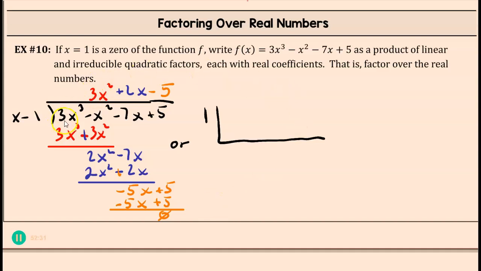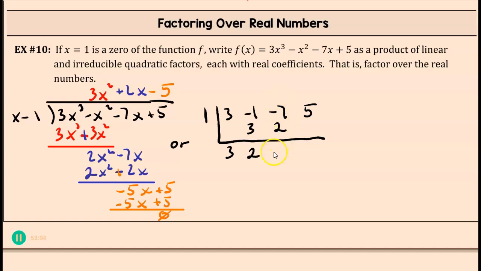And we put the same coefficients: 3, negative 1, negative 7, and 5. Right? And you start off with bringing down this 3. And you just multiply and add. So 1 times 3 is 3. 3 minus 1 is 2. 1 times 2 is 2.